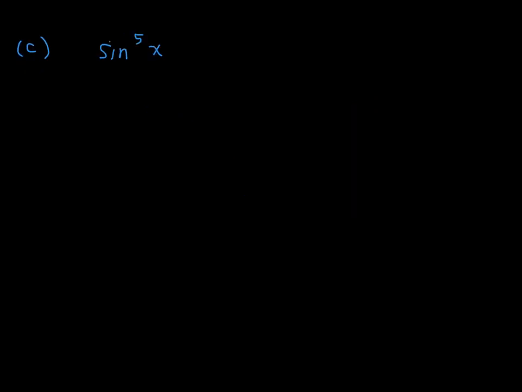We have sine to the 5th power of x, which is basically sine of x to the 5th power. So here we go. We're going to do d/dx of sine of x to the fifth power. This is definitely the chain rule. The outer function would be x to the fifth power. The inner function would be sine of x.